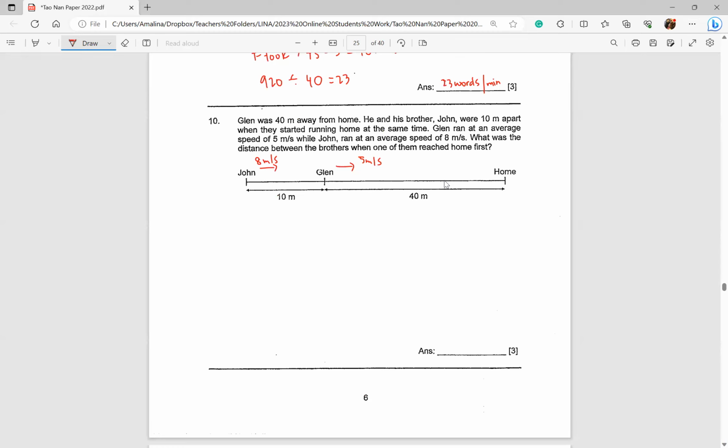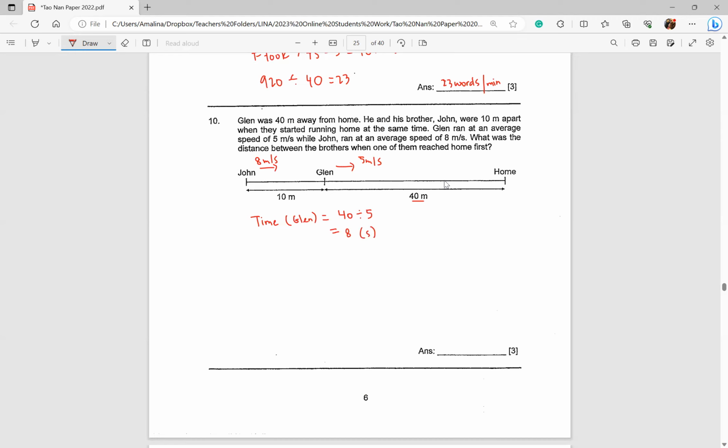Now, what was the distance between the brothers when one of them reached home first? So we have to find out which brother reached home first. Let's look at the time for Glenn. Glenn has to run 40 meters at a speed of 5 meters per second. To find the time taken for Glenn to reach home, I take 40 divided by 5, your distance divided by your speed. So I will get 8 seconds.